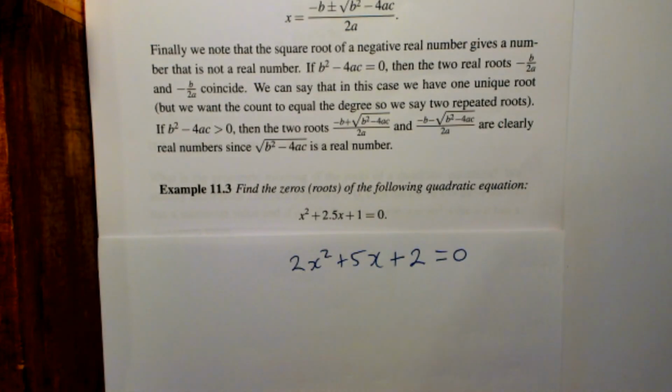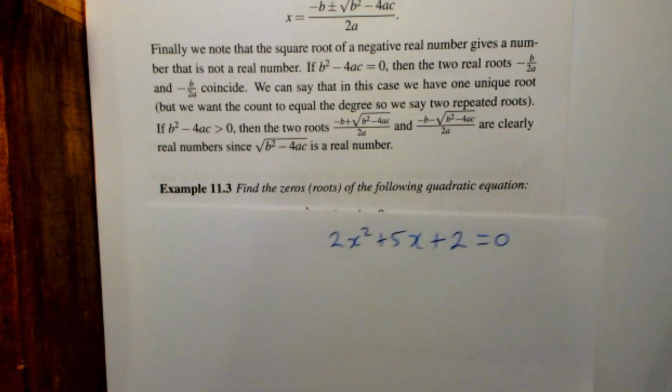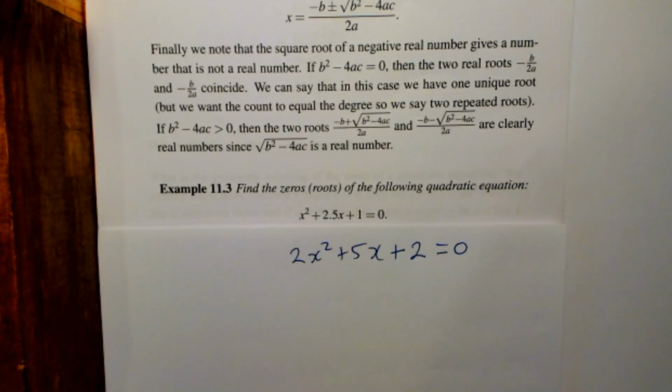Alternatively, you could set a as 1, b is 2.5, and c is 1, and sub that into your quadratic formula. Now let me have a peek at what's done here. Yes, the formula is used. Okay. So what if I wanted to do this instead by completing the square?